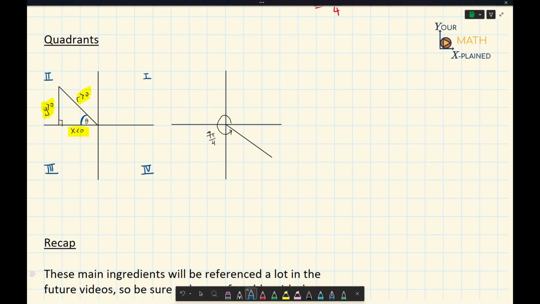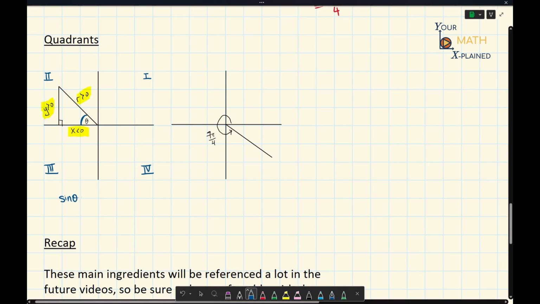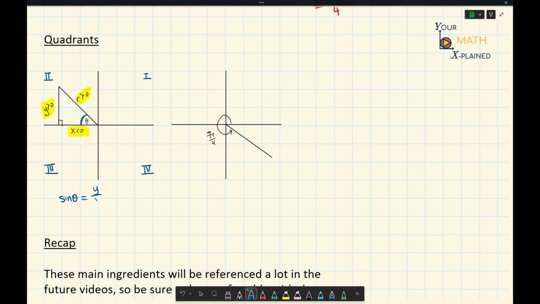If we take a look at the trig ratios for this particular quadrant, we'll see that sine theta is going to be equal to opposite over hypotenuse, which is y over r. And that is going to be a positive number over a positive number. So that means sine is going to be positive.